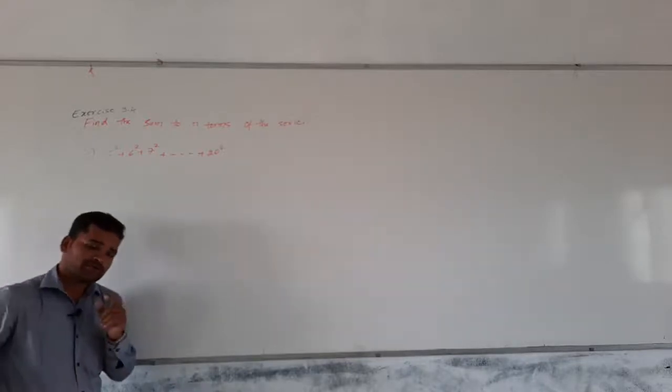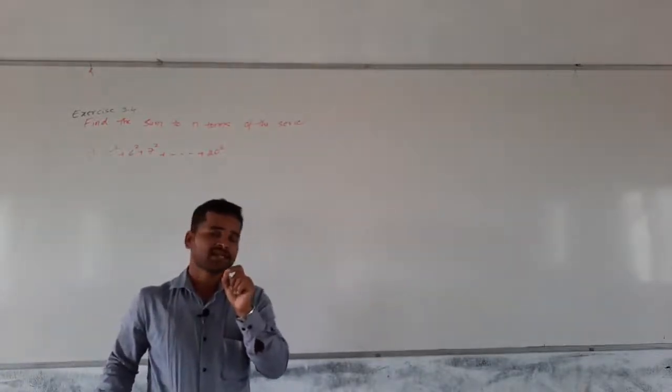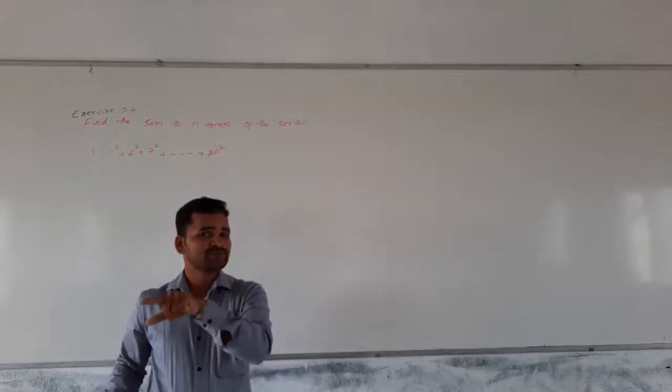We know the formula which begins from 1 square, the sum of squares of first n natural numbers. 1 square plus 2 square plus 3 square up to n square.